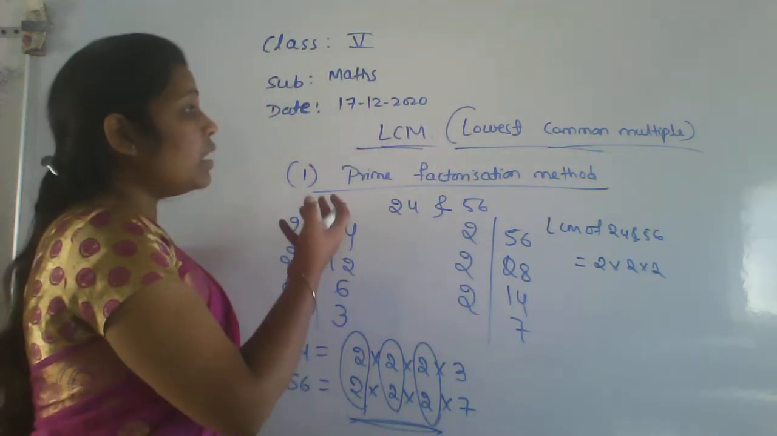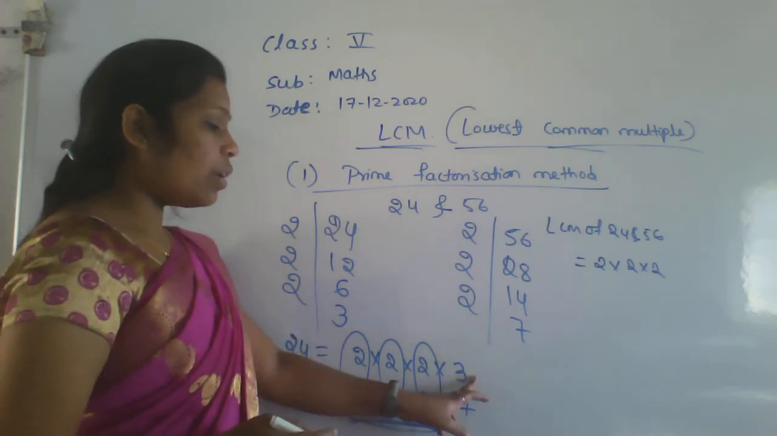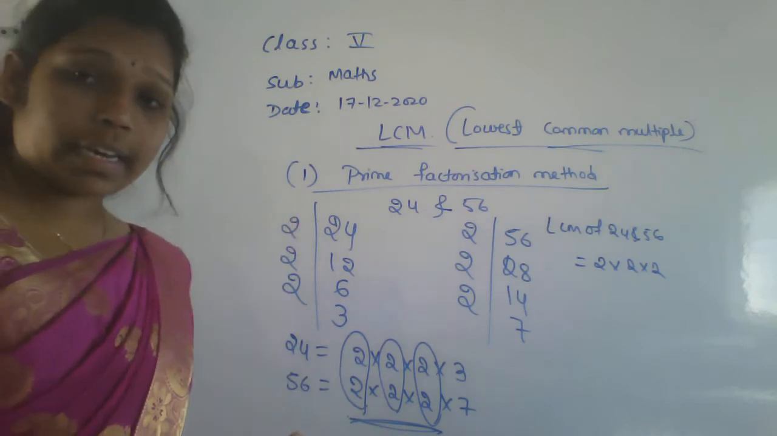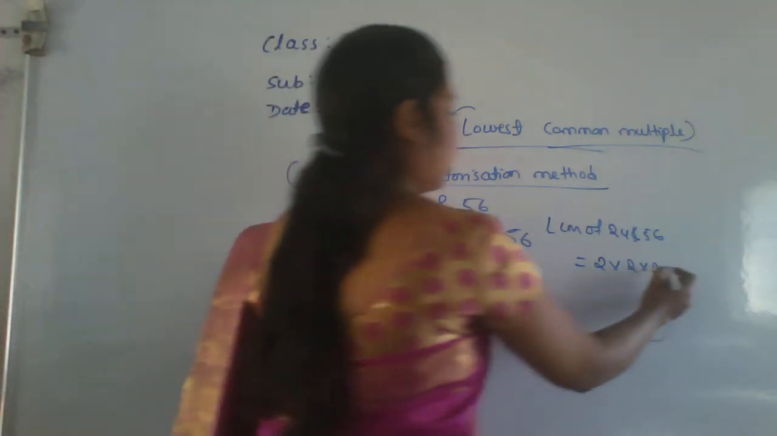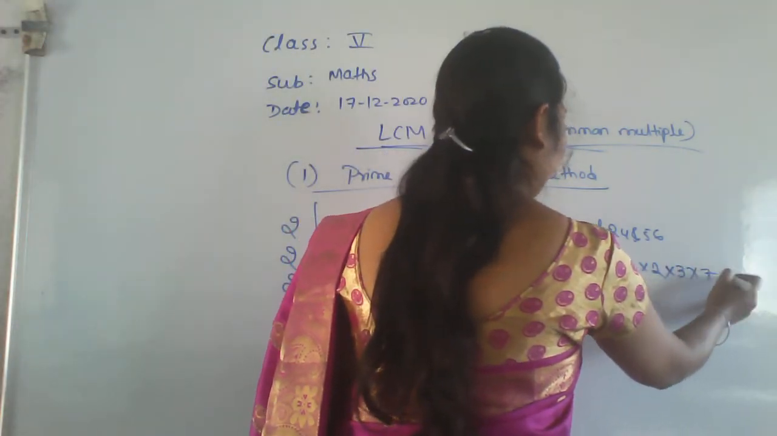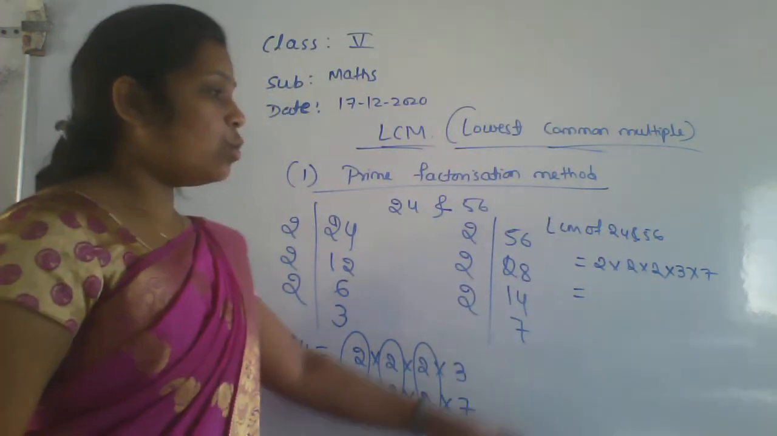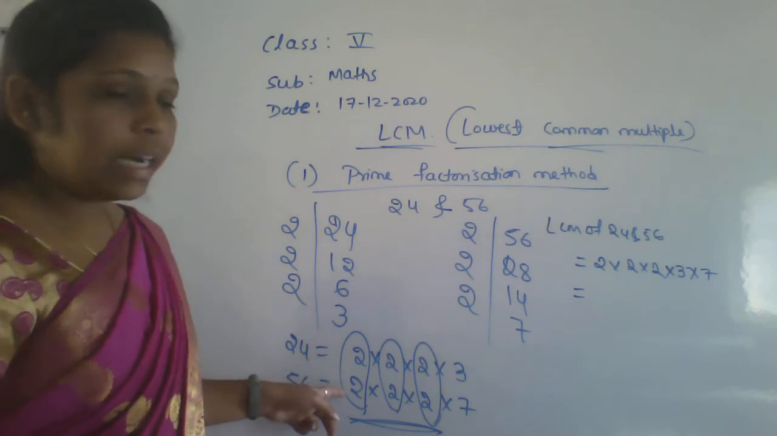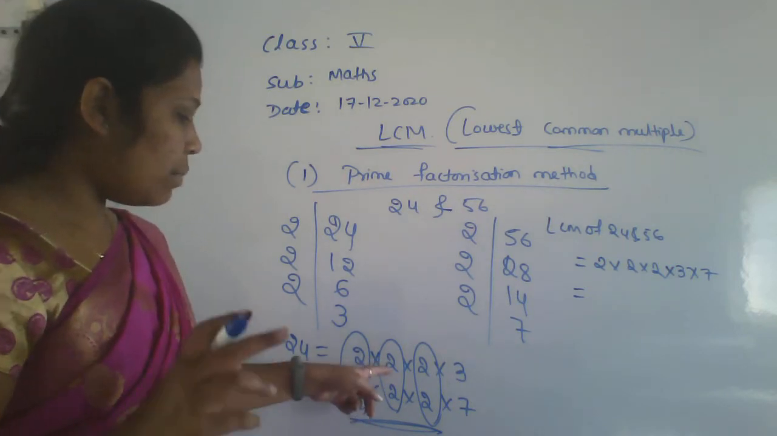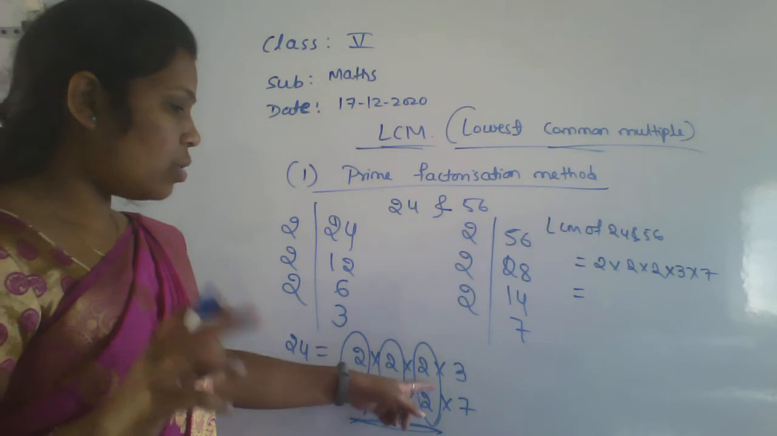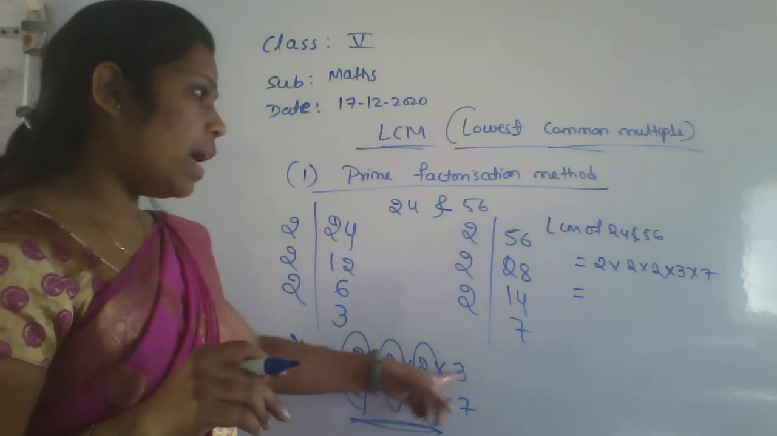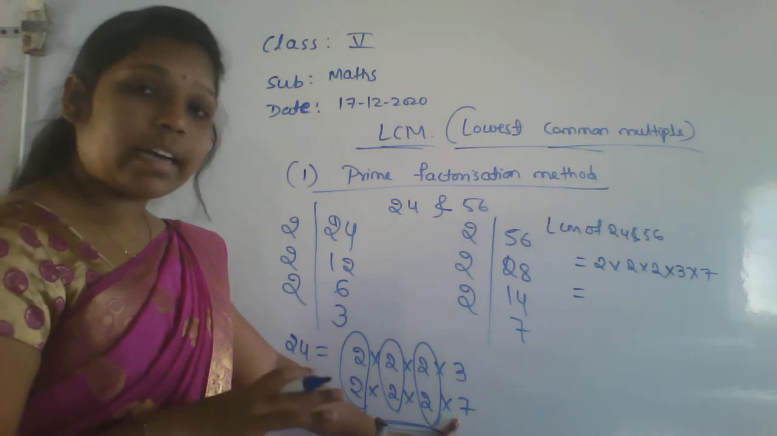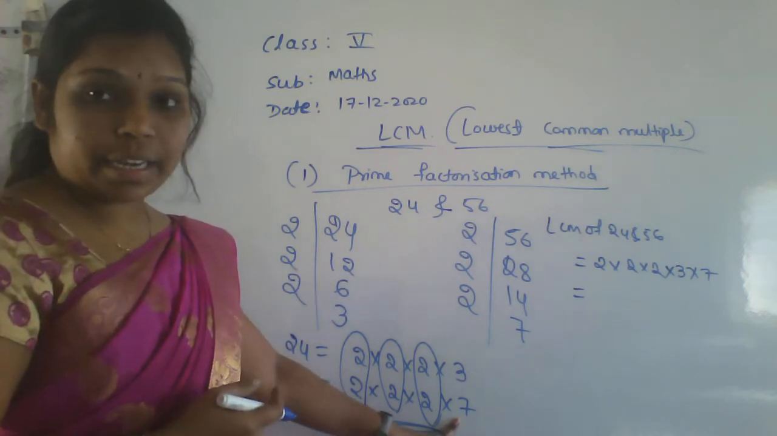What is the difference between HCF and LCM here? We have to take the other numbers also, which are not paired. That is 3 and 7. Take 3 and 7 also, since each appears one time. For each pair, take it only one time, and then multiply by this 3 and this 7 also. The numbers that remain unpaired, you also have to multiply in the LCM.